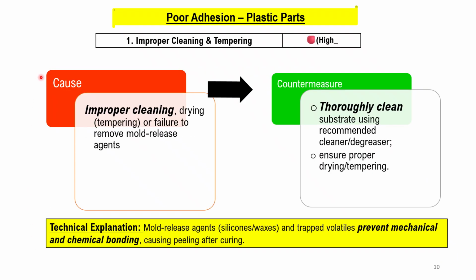Now coming to causes and countermeasures. Let us examine them one by one. The first case could be improper cleaning and tempering: improper cleaning, drying, tempering, or failure to remove mold release agents. In this case, mold release agents such as silicone, wax, and trapped volatiles prevent mechanical and chemical bonding, causing peeling after curing.